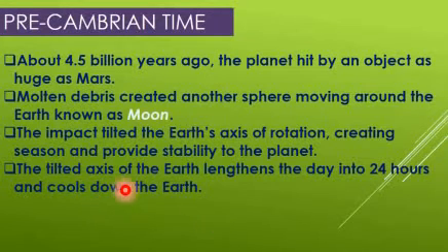So, the tilted axis of the Earth lengthens the day into 24 hours and cools down the Earth. So, ganun lang kasimple. Ayun nga, naging stable na yung ating planeta. So, nagkaroon na tayo from 6 hours, yung isang araw natatapos lang sa 6 na oras. Ngayon, during this time, naging 24 hours na ang ating isang buong araw.